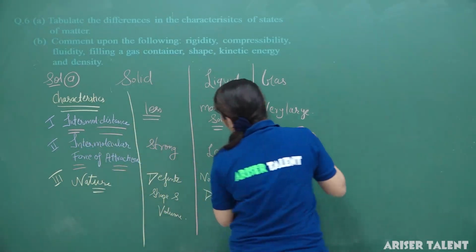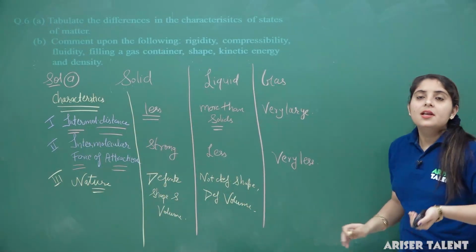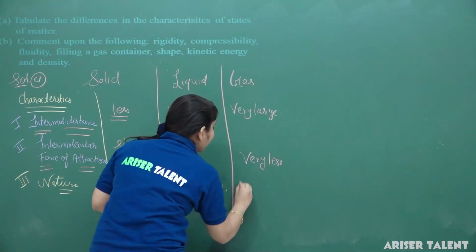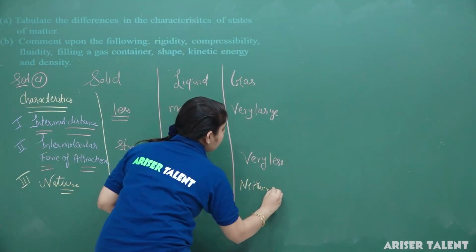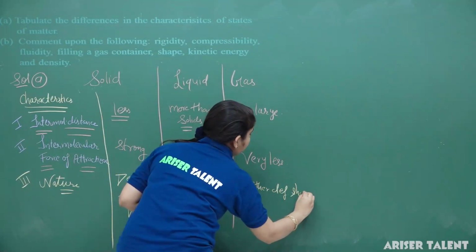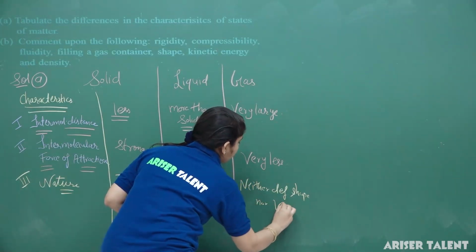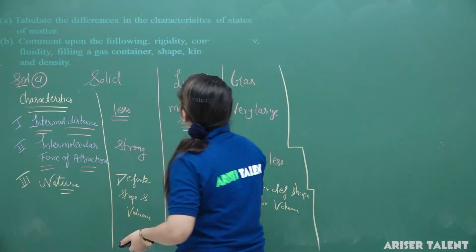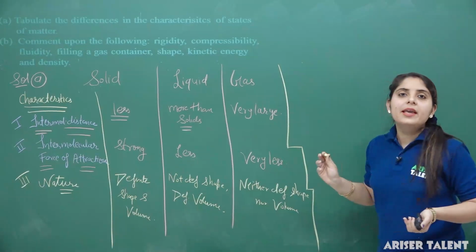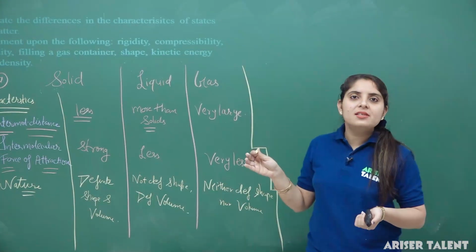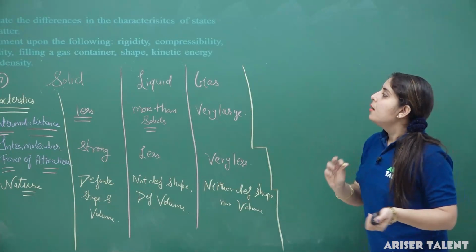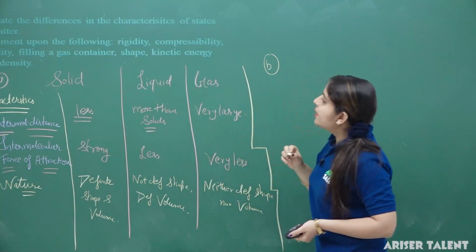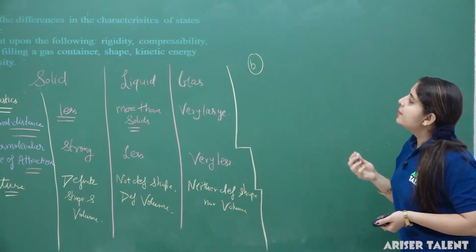Lastly, we are provided with the gases. In case of gases, we have neither definite shape nor definite volume. So these are the points of differentiation between the different characteristics of solid, liquid and gas. In this series we have many more characteristics to distinguish among them. Now we are coming to part B of our problem, that is what the following statements specify.